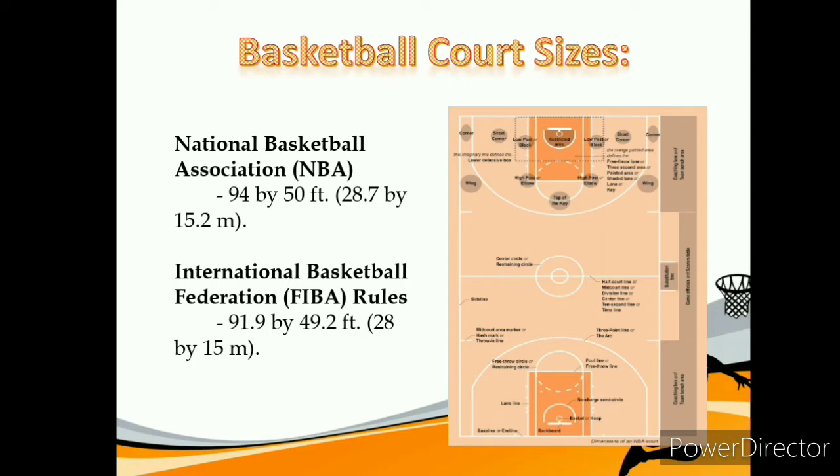Moving on, under the rules of FIBA, the assigned size of their court is a bit smaller compared to the NBA. Its sideline is 91.9 feet or exactly 28 meters, while the baseline is 49.2 feet or 15 meters wide. Commonly, most basketball courts in different countries use the FIBA rules and regulations, including the total size of the court, even the measurements of the court lines.